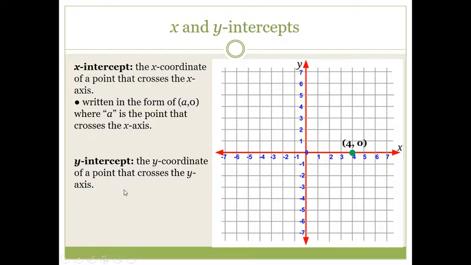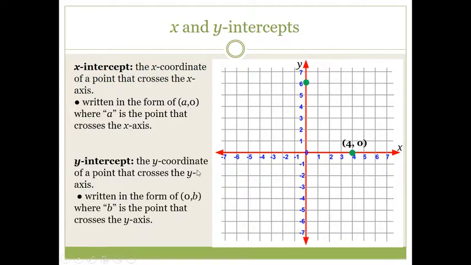Similarly with the y-coordinate, the y-intercept is just a point that is on the y-axis, and it will always have an x value of 0, and then the y value of some number, whatever it is. So you can see the example here. This point is at (0, 6). A point on the y-axis is referred to as the y-intercept, and a point on the x-axis is referred to as the x-intercept.